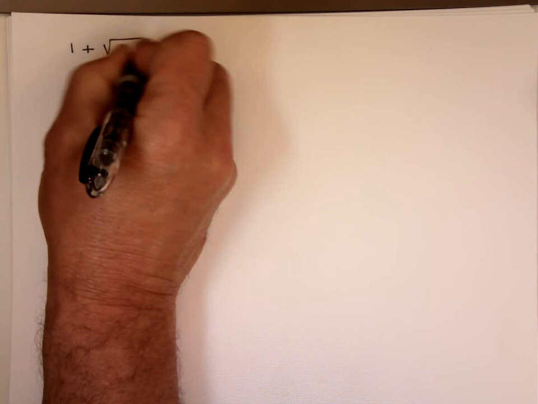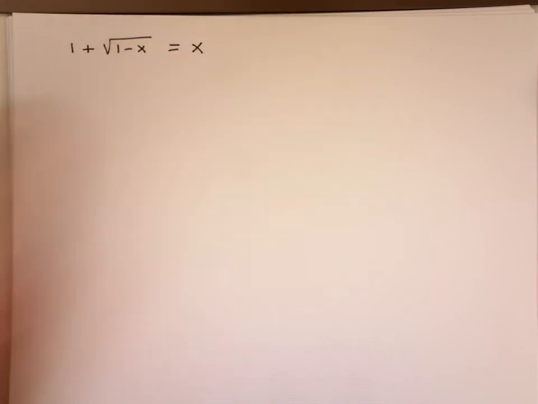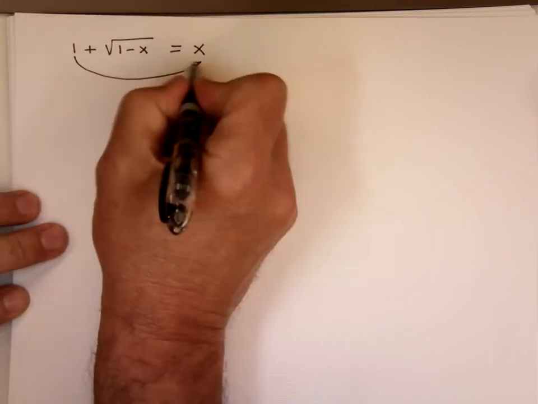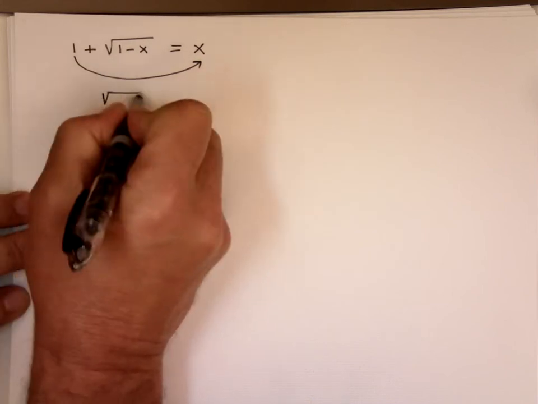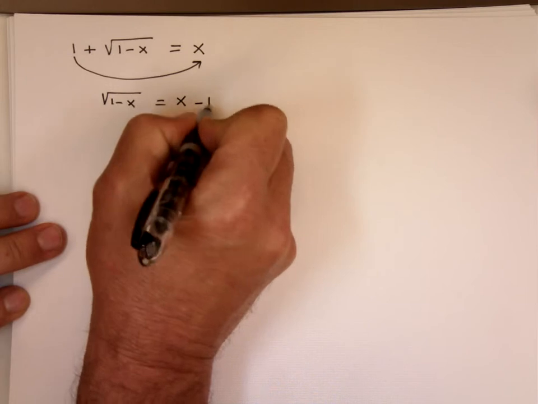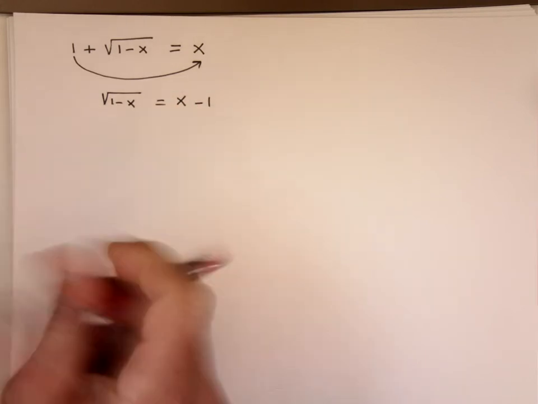Try another one like it. 1 plus the square root of 1 minus x equals x. Again, isolate the square root. Take the plus 1 to that side, becomes a minus 1. Square both sides.